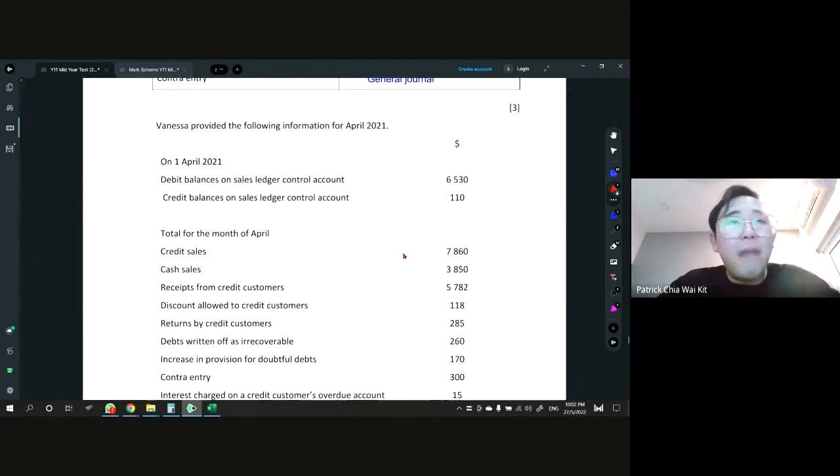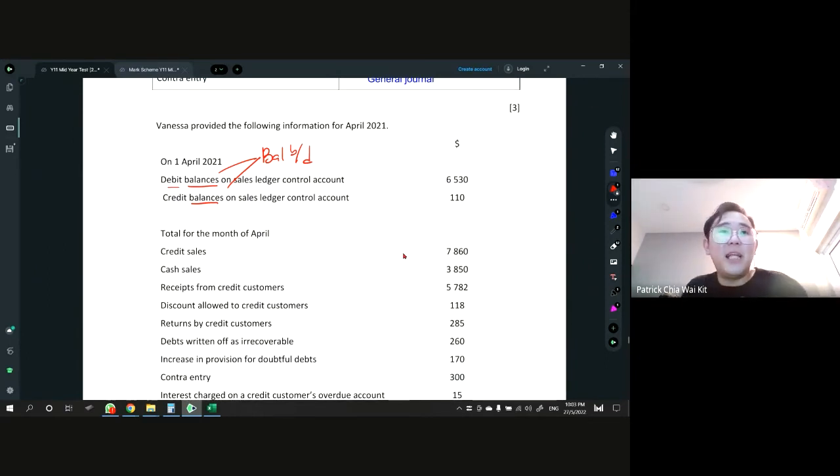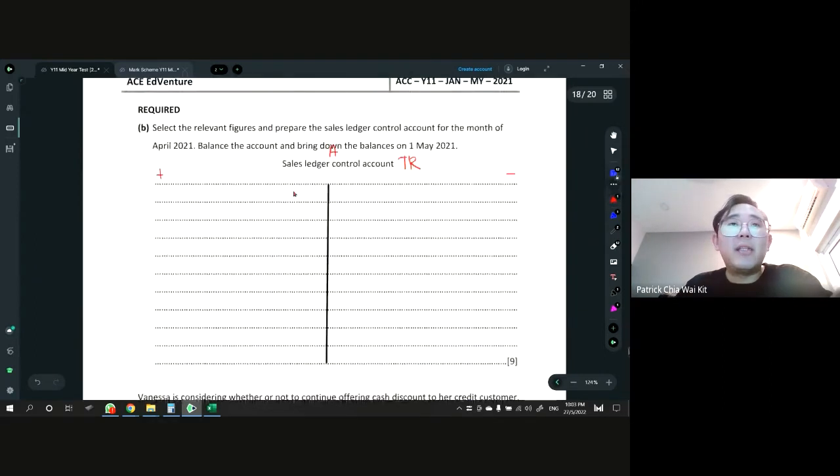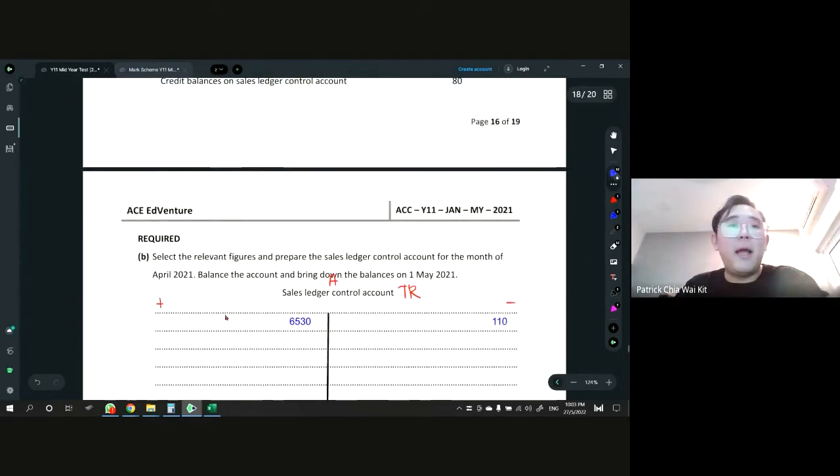The first one, we have debit balances on the sales ledger control account on 1st April. Every time you see the word balances, they're always referring to balance BD. So since they say debit, my debit, left side, balance BD. And then they say credit, then the credit side. So 6530 on the left-hand side, because debit side. And on the right-hand side, we have 110. Both also write balance BD.